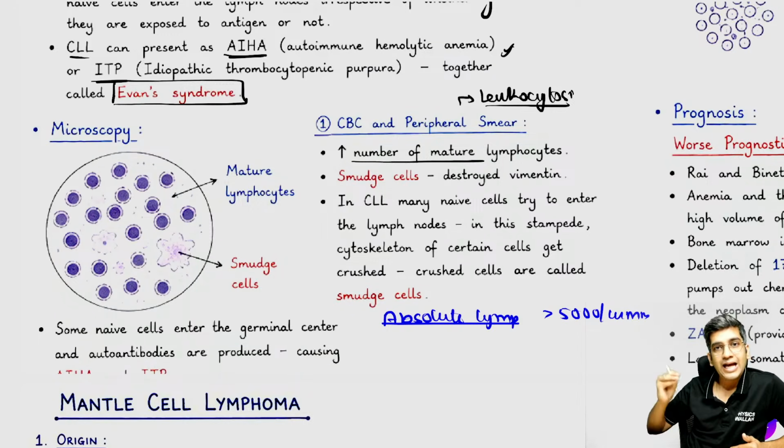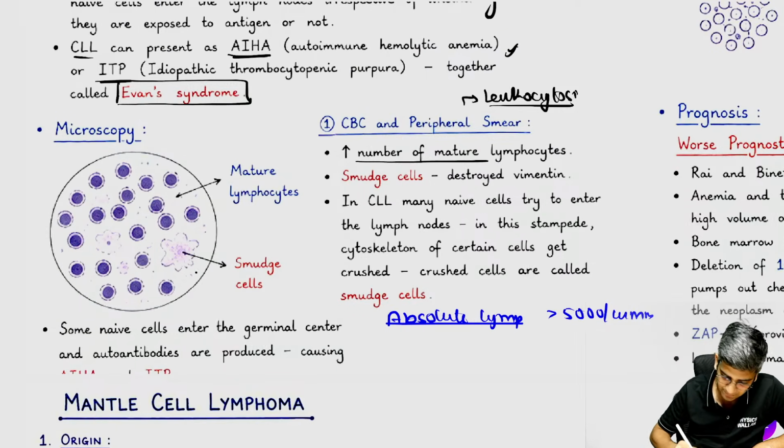To call it a branded CLL, I need an absolute lymphocyte count more than this, and all these lymphocytes should be monoclonal, which means they should have the same marker in flow cytometry, right? And microscopy will have smudge cells.